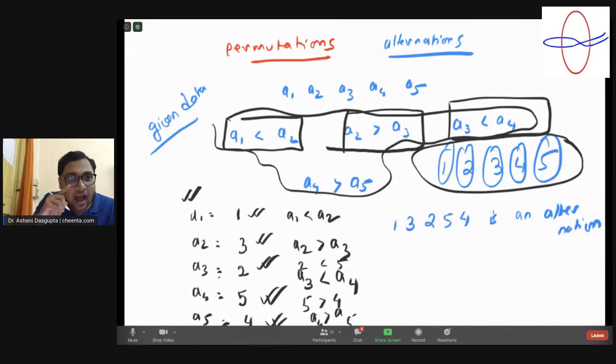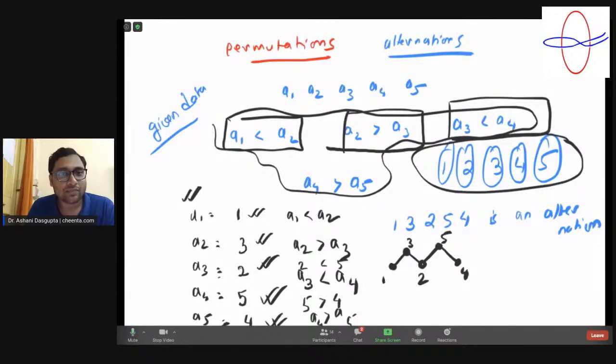You can think of this as an up down up down. So visually you should think about it like this: up, down, up, down, like this. Okay, so you have 1 3 2 5 and 4. Do you see why it is up down up down? It's called a zigzag number. You see why it is up down like this, right? Okay, so can you give me another example of an alternation?